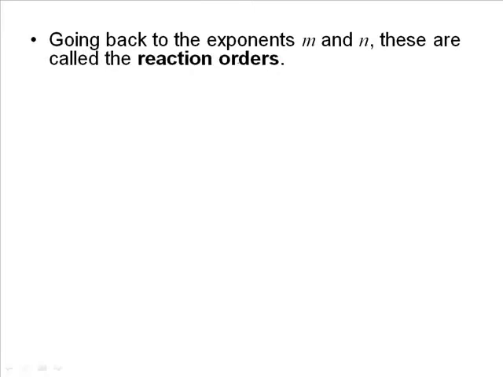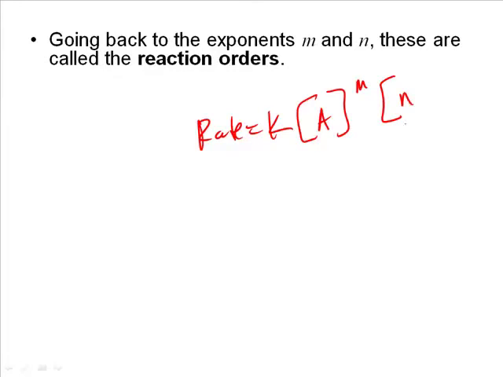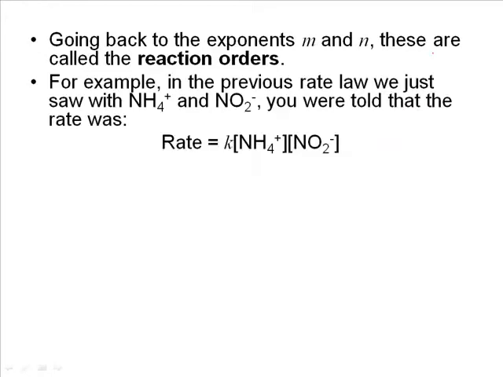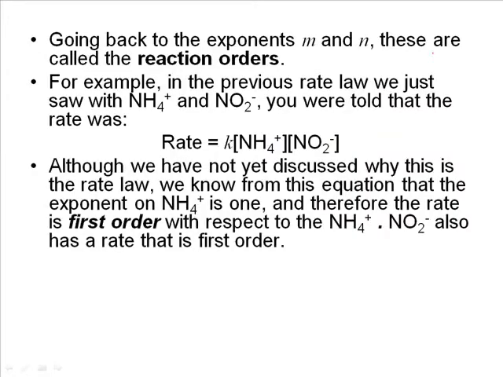Now let's go back to those numbers up in the corner. So we had rate equals K times A to the power of M and what was it, B, I think, to the power of N. And these numbers will always change, and you have to figure out what they are. The way that you figure out what they are is by looking at how things change when you change these concentrations.